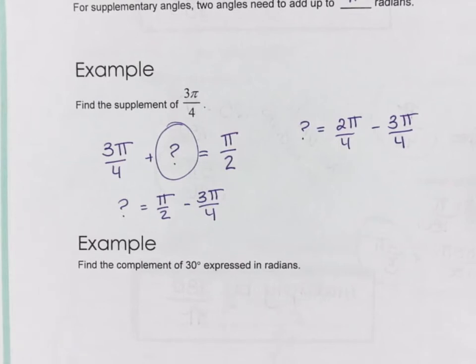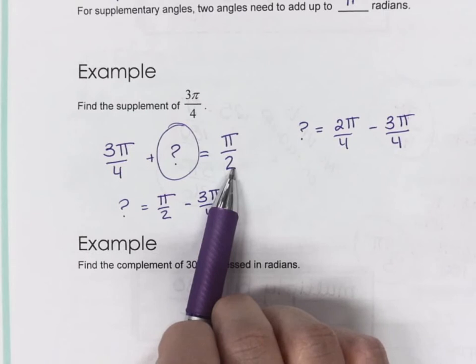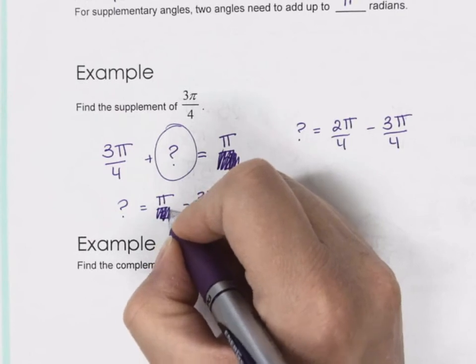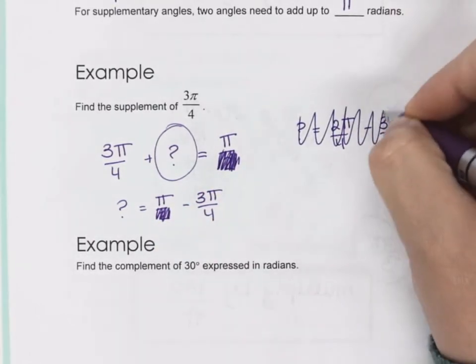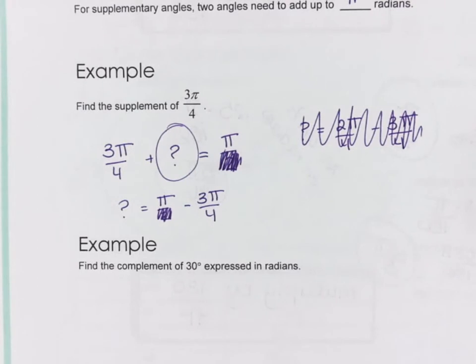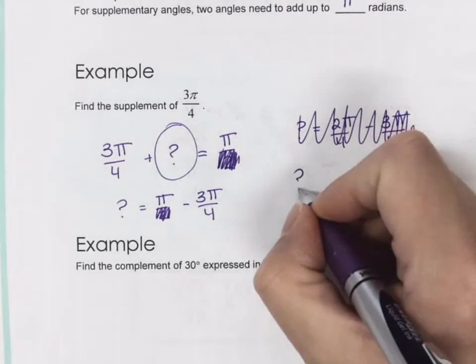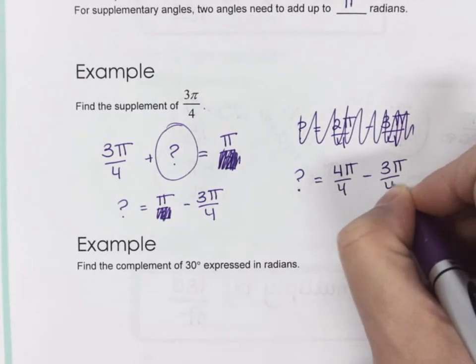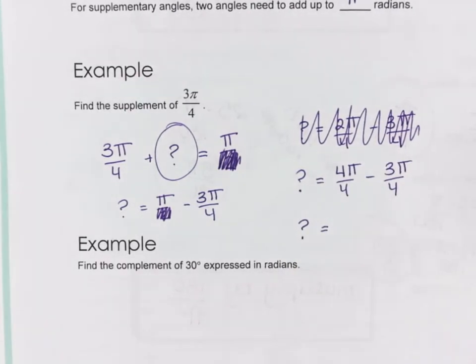Okay, so what do I get here? Oh, guys, are we adding to supplement? Or what did I just do? I did the complement. Supplement is better. So does it equal pi over 2? It equals pi. Let me just get rid of that line altogether. Okay, so it's equal to pi. So now I got question mark equals 4 pi over 4 minus 3 pi over 4. Question mark is equal to?